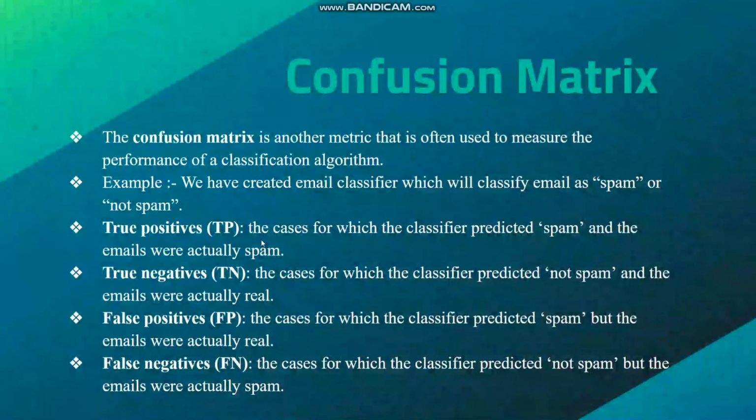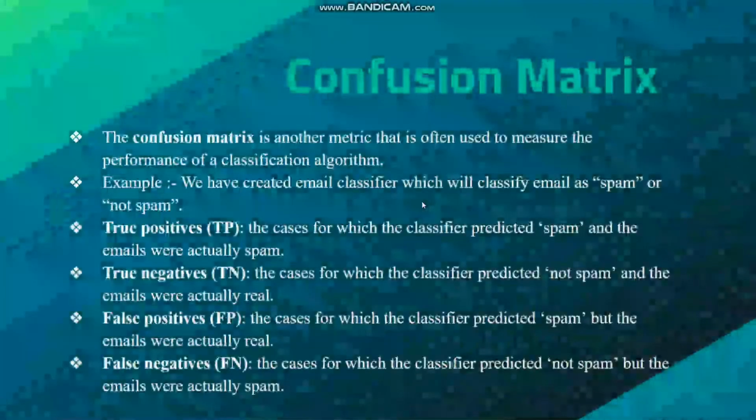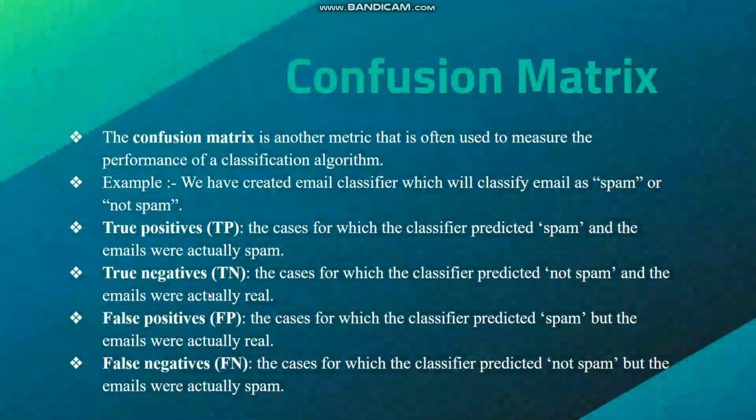Now what is true positive? For example, if we take an email classifier which will classify email as spam or not spam, then true positive will be the case for which the classifier predicted email as spam and actually also it was spam. In true negatives, the cases for which the classifier predicted not spam, and in real also emails were actually not spam, so it correctly predicted true negative values.